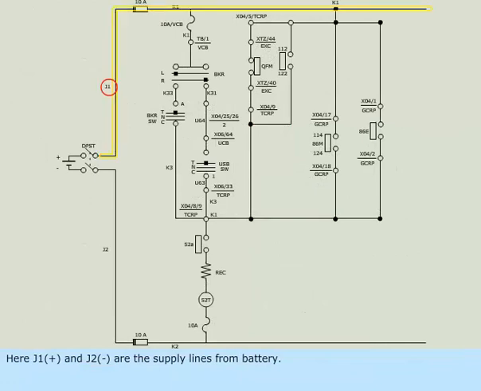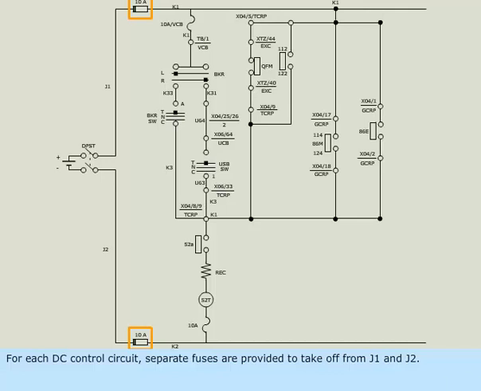Here, J1 positive and J2 negative are the supply lines from battery. For each DC control circuit, separate fuses are provided to take off from J1 and J2. After the fuse, J1 and J2 become K1 and K2.